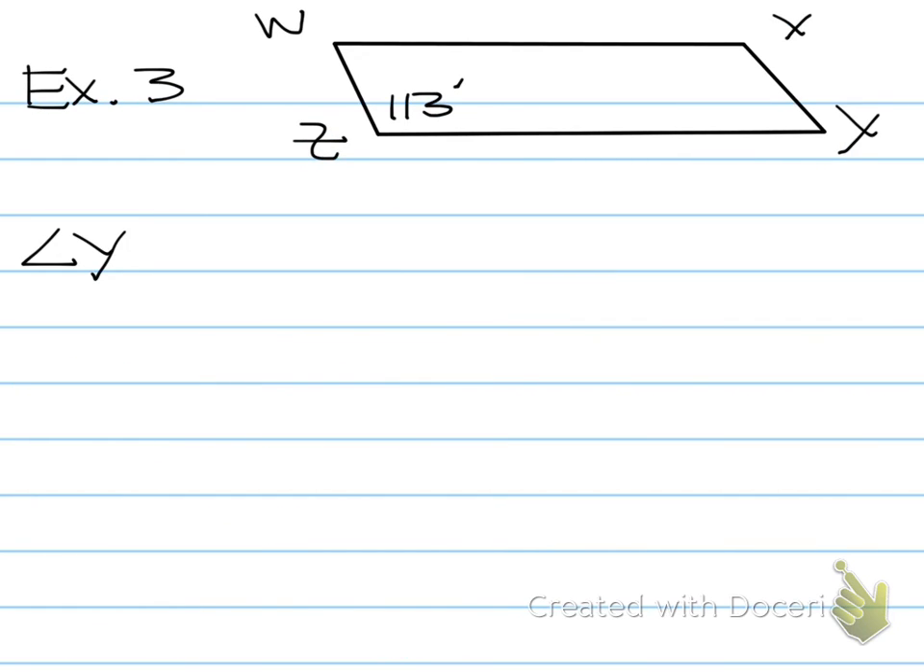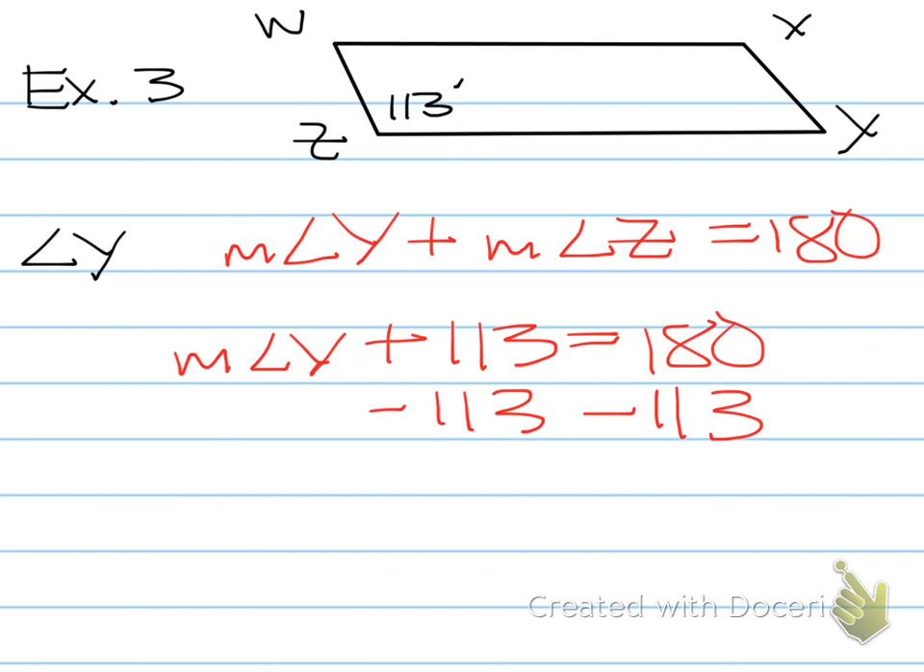Angle Y and angle Z are consecutive angles, so they are supplementary. So we would subtract 113 from 180 to find the measure of angle Y, which is going to be 67.